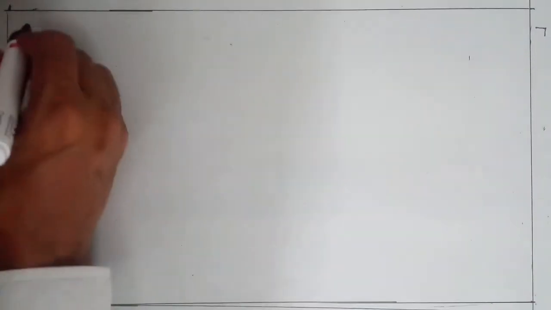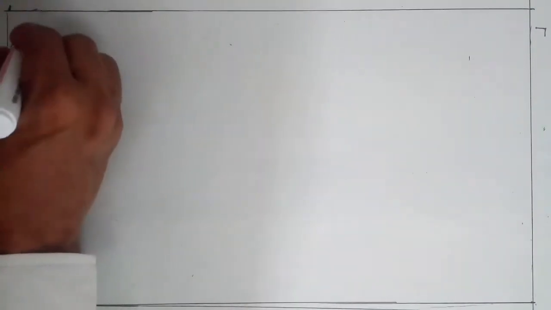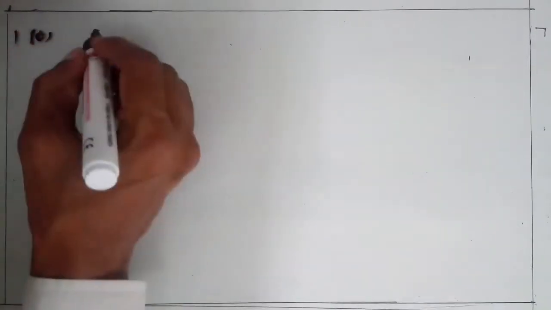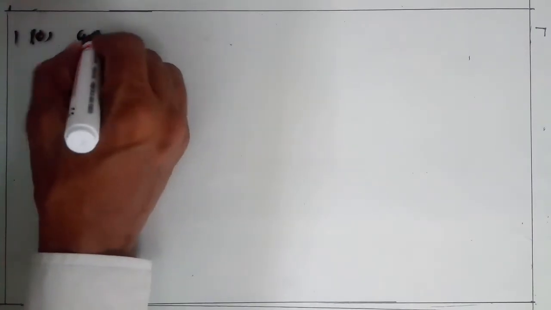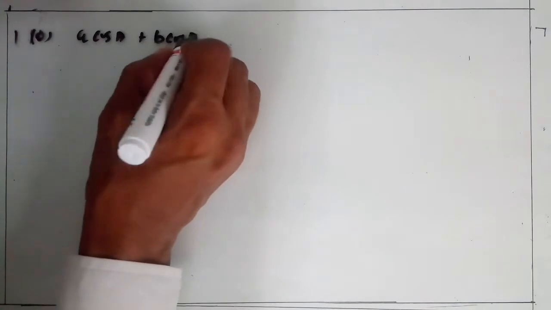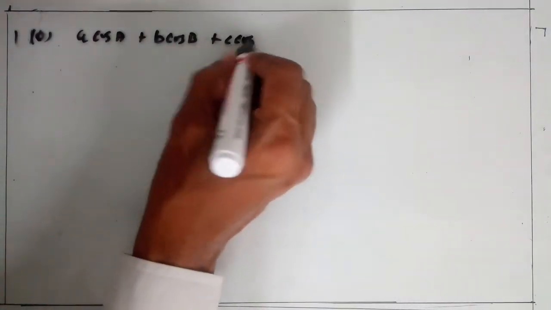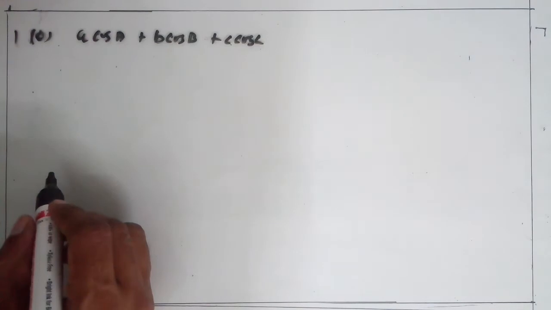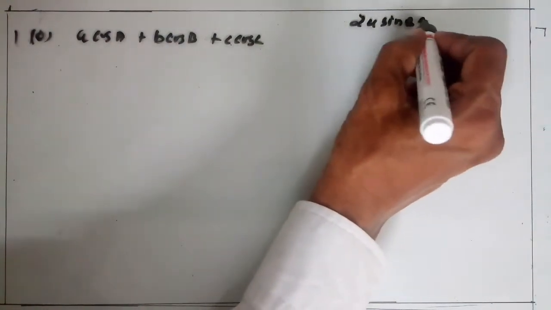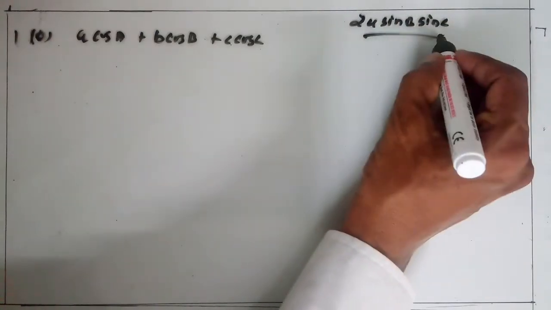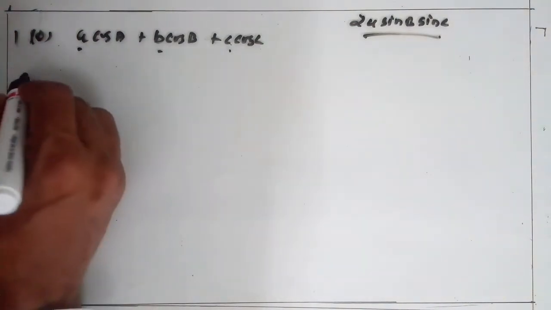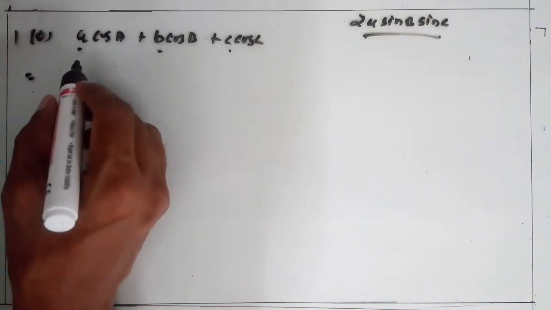Now question number 10. Prove that a cos A + b cos B + c cos C is equal to 2a sin B sin C. Prove this. Here a, b and c: use the sine rule and replace by sines.